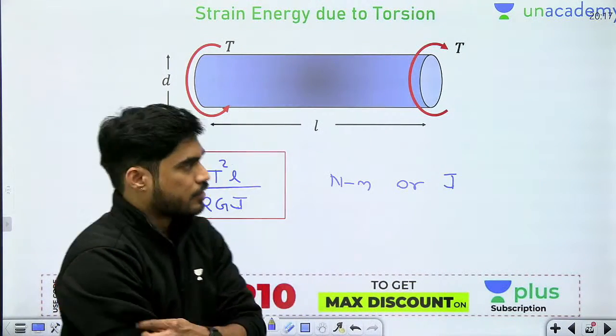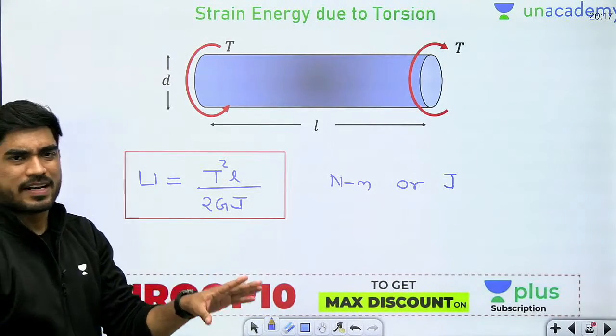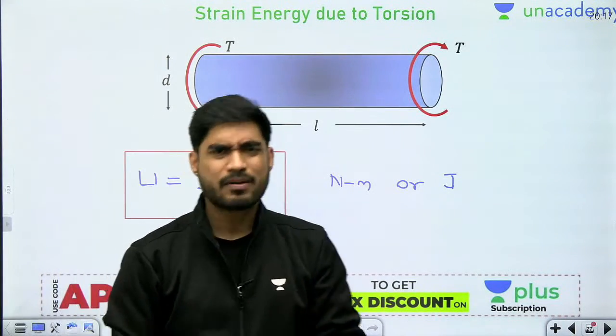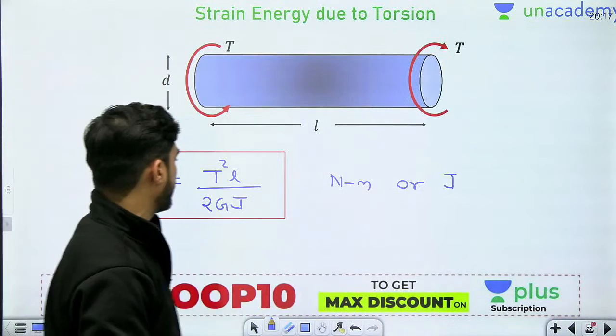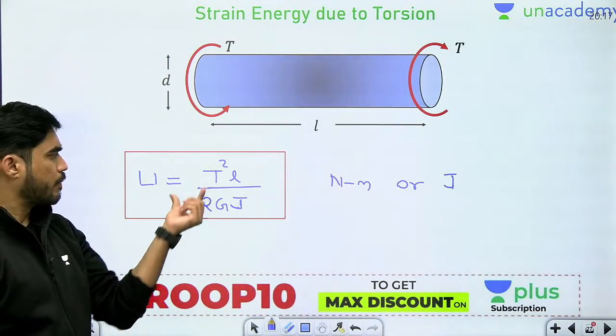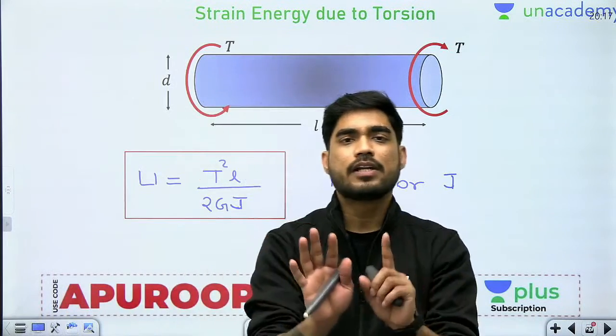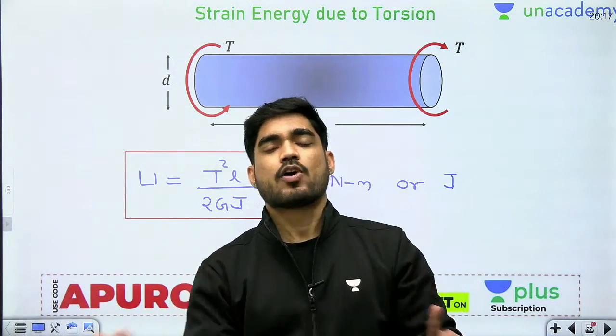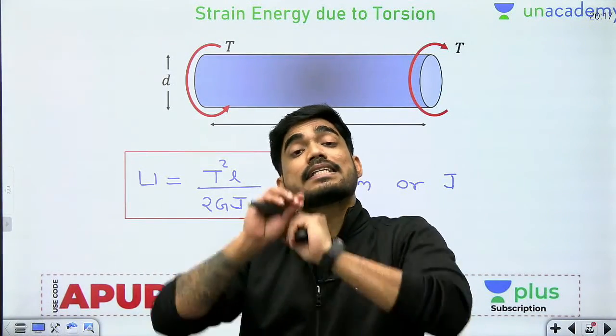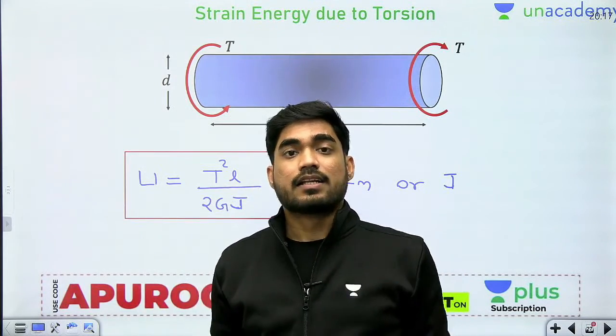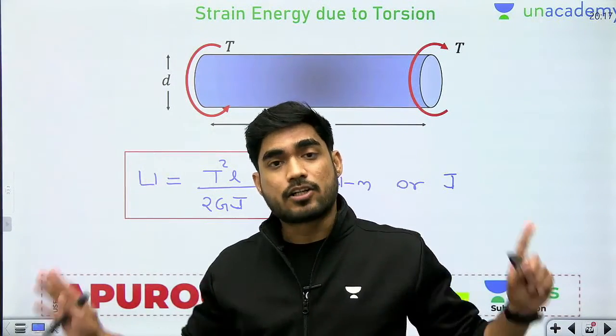Okay. So beta, strain energy के ऊपर till now there has been one question, but it is also an important topic. So U की equation you need to remember, T square L by 2GJ. So this is all you need to remember in torsion. Torsion में मेरे भाई इससे ज्यादा कुछ है ही नहीं. There is nothing more than this in torsion.